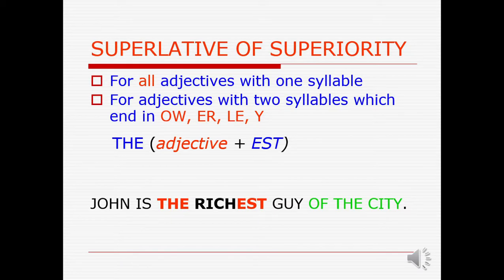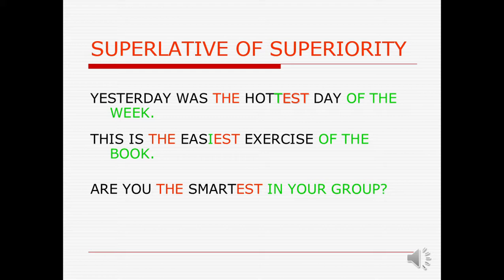The superlative of superiority works similarly also to the comparatives. All adjectives with one syllable and adjectives with two syllables which end in terminations of words or suffixes mentioned there, the combination of the plus adjective plus est is the rule. John is the richest guy of the city. Yesterday was the hottest day of the week. This is the easiest exercise of the book. Are you the smartest in your group?